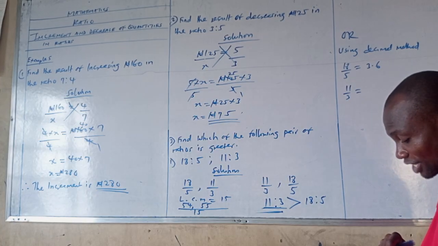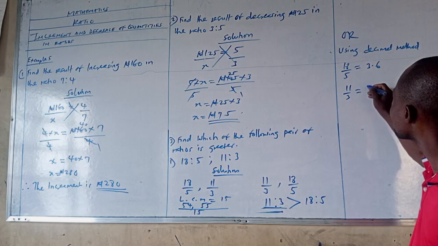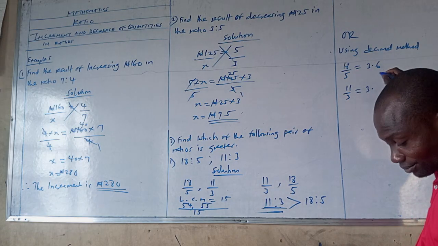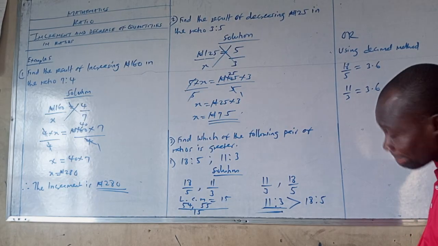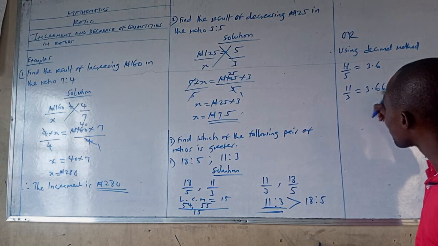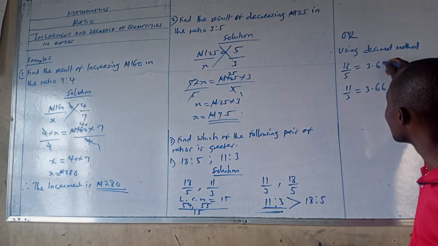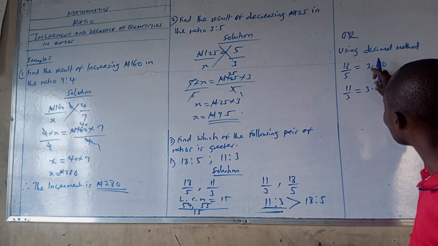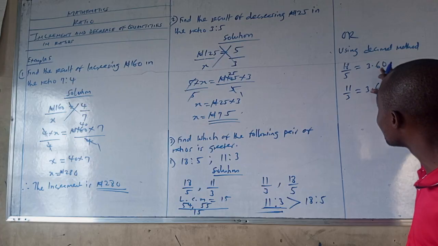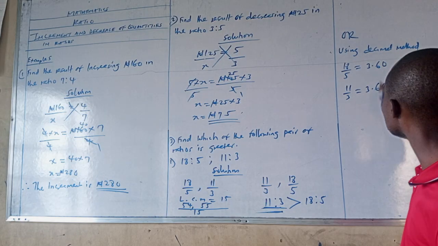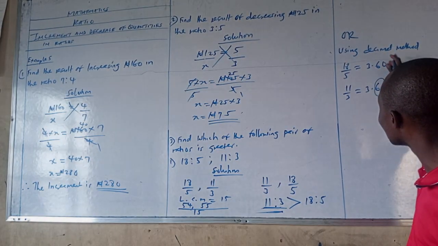But 11 divided by 3 gives us 3.66. So they are both tied at the first two numbers, 3 and 3. After the point, you now use the numbers to judge which one is bigger. This is 60 and this one is 66. 66 is bigger than 60.